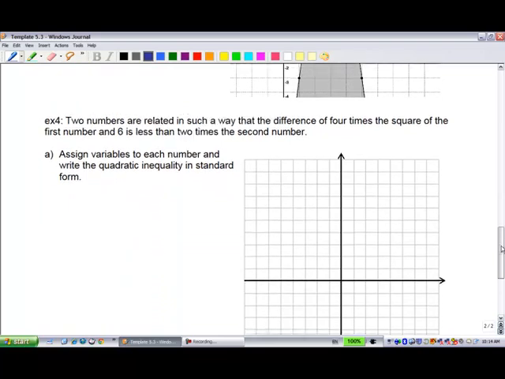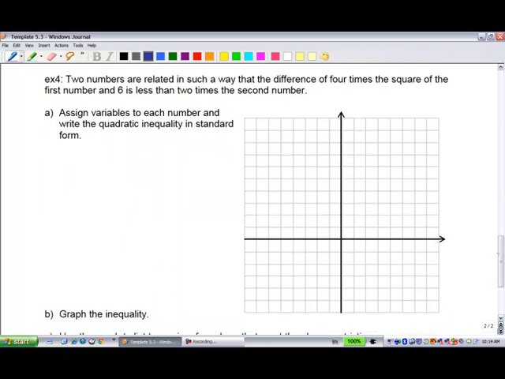Let's move on to some word problem. Two numbers are related in such a way that the difference of 4 times the square of the first number and 6 is less than 2 times the second number. Sounds terrible. I understand that. But we're always going to let x and y be our two numbers.